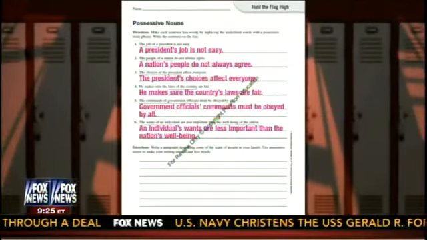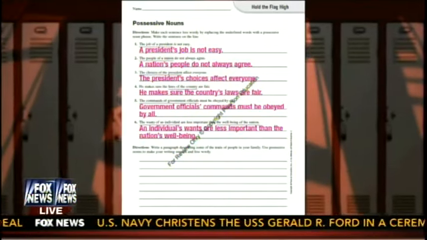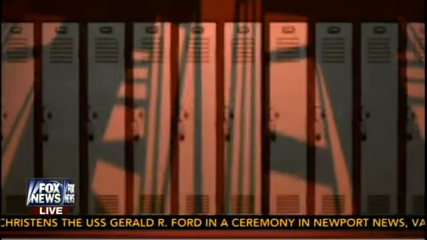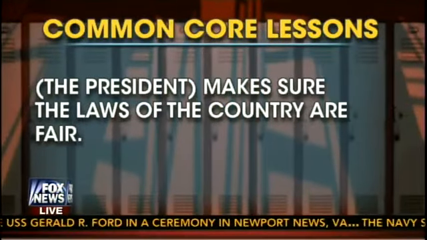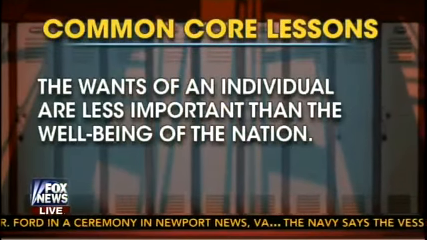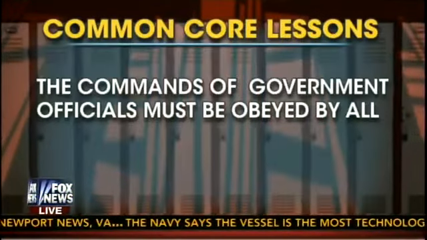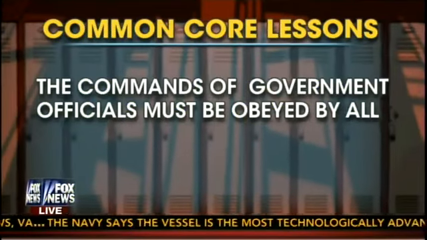Well, I want to let everybody at home first, before I bring you in, see what we're talking about here. This comes from Common Core curriculum. It's a worksheet. So this is what it looks like in some examples. The president makes sure the laws of the country are fair. Is that the executive branch or the judicial branch? The wants of an individual are less important than the well-being of the nation. And then finally, the commands of government officials must be obeyed by all. Sounds like it's right from the Bill of Rights. Not. So, Glyn, what's your biggest issue when you see something like this in classrooms?